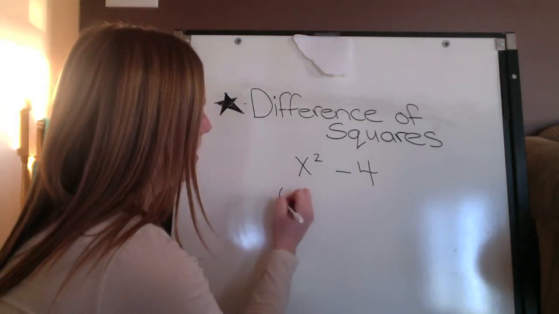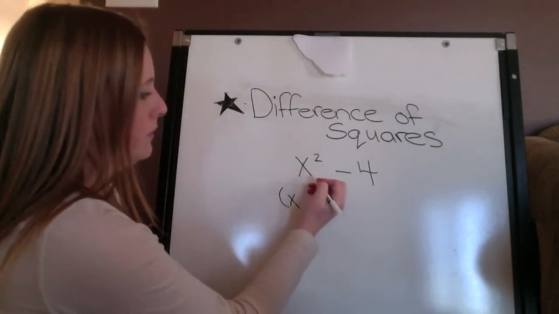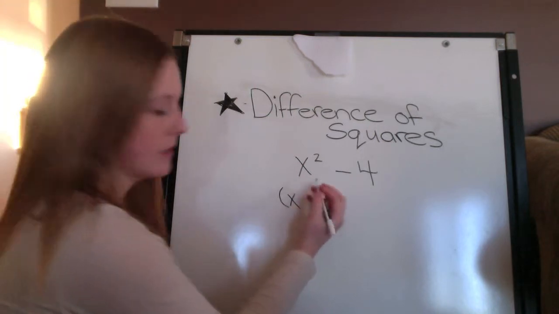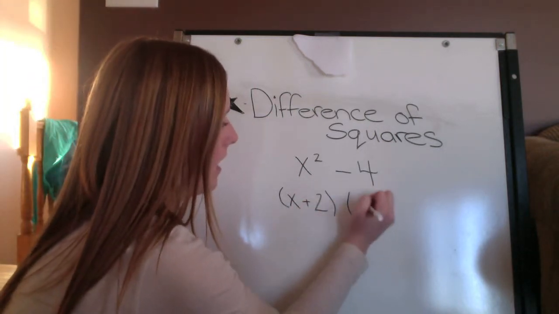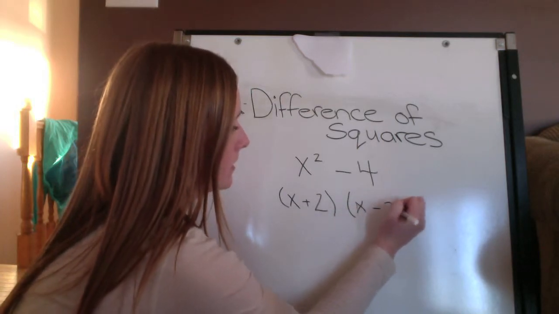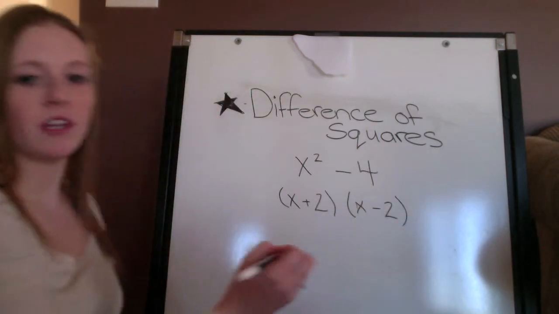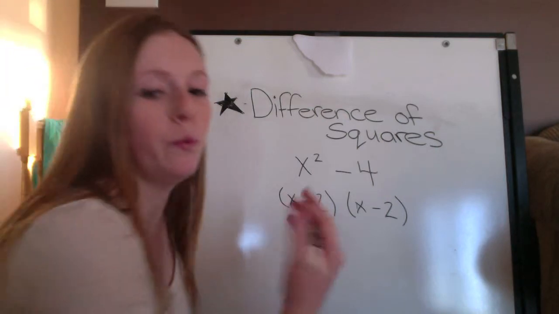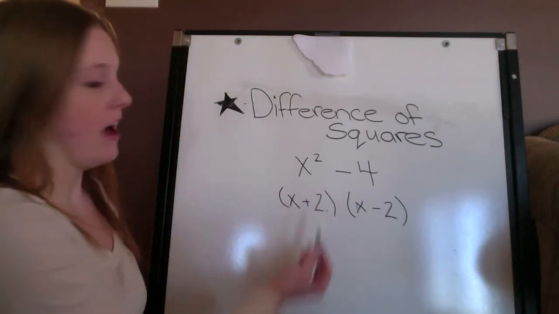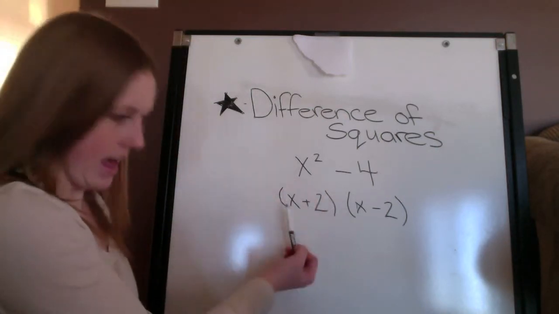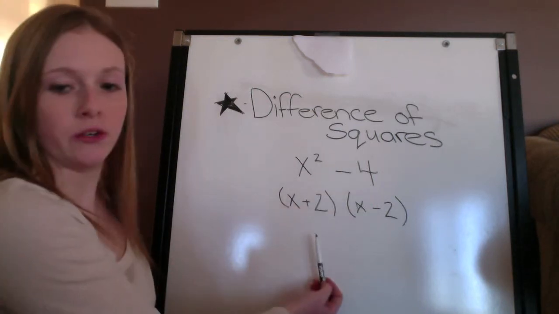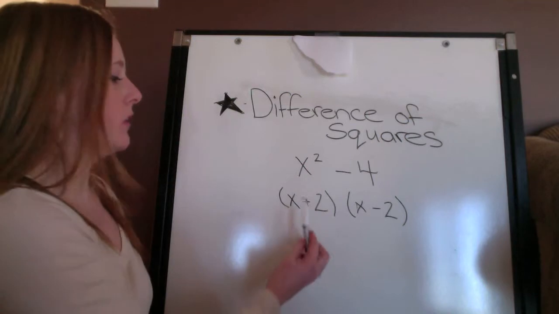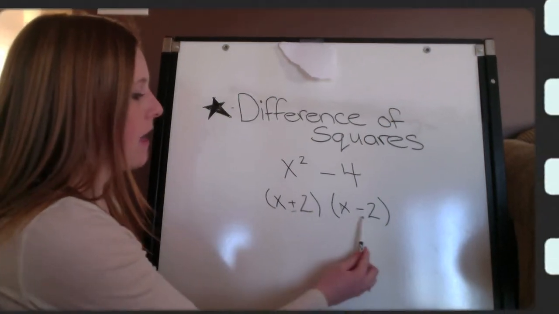So we have the square root of x squared is x plus 2 and x minus 2. Why? Well, we do this because the square root of x squared is x and the square root of 4 is 2. And then all you have to do is put the plus symbol and the minus symbol.